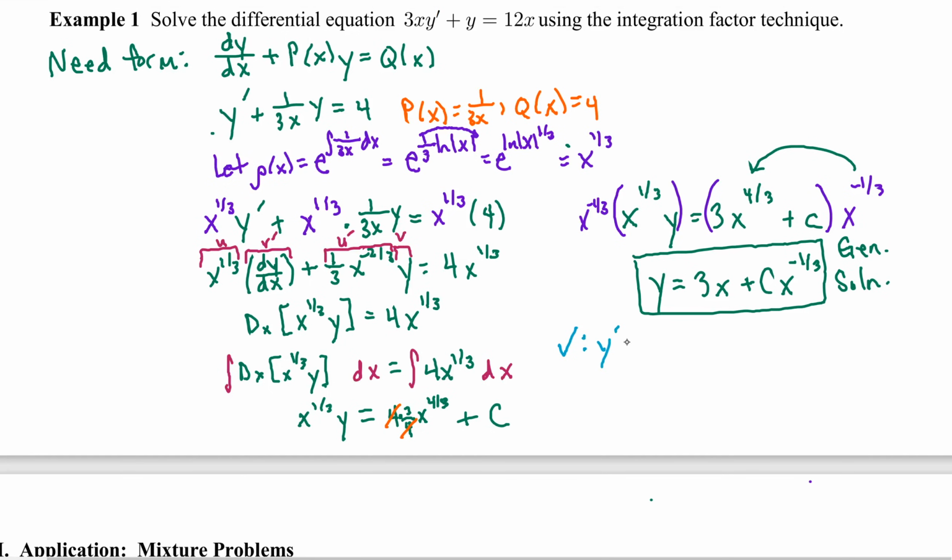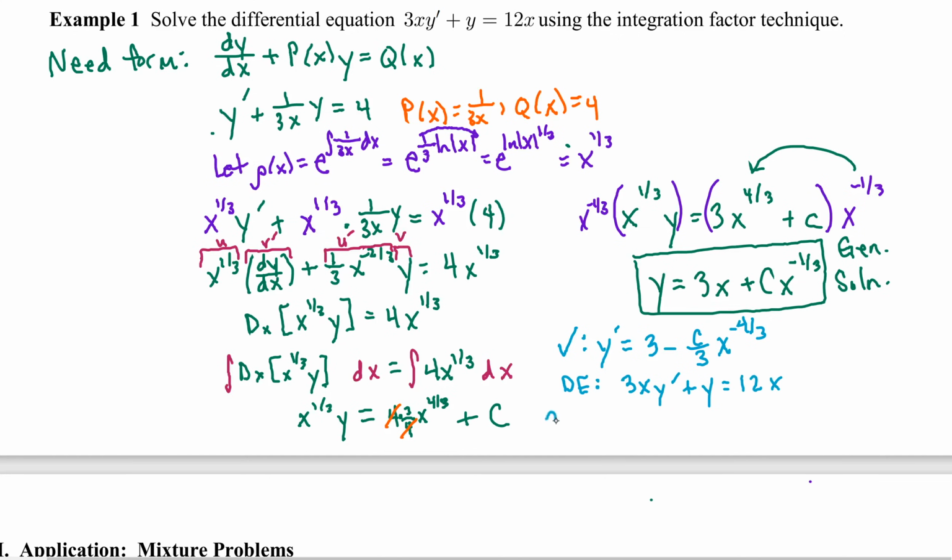So let's take our given solution and find the first derivative. The first derivative of y, or y prime, would be 3 minus c over 3 x to the negative 4/3, right? Need to subtract 1 from that exponent. We're going to plug this into the original differential equation, which was 3x y prime plus y equals 12x.